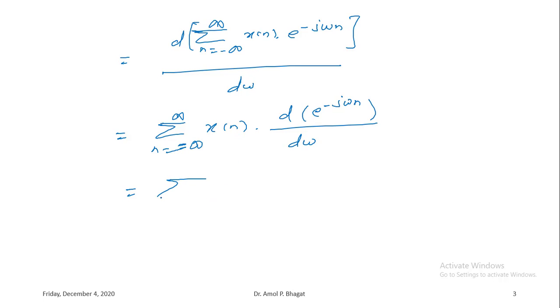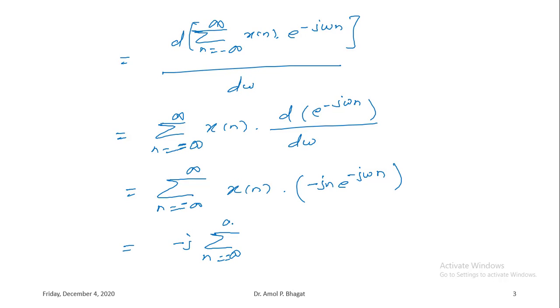So it will be summation n equals minus infinity to infinity of x of n multiplied by its derivative, minus j n, e to the power minus j omega n. Here I can take this minus j outside the summation. In place of n, I take n into x of n multiplied by e to the power minus j omega n, which I keep as it is. So this is nothing but what we had taken, the derivative of X of omega with respect to omega.